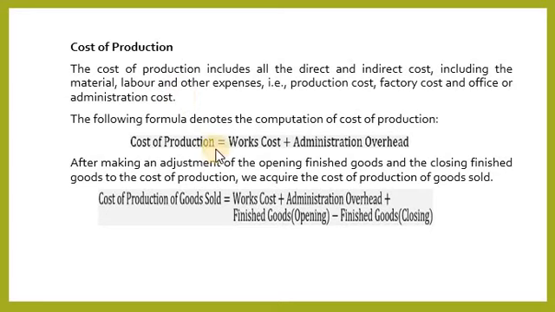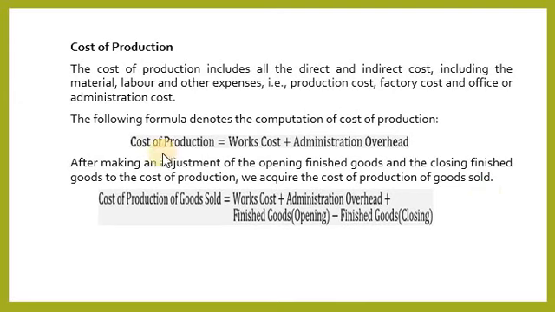Okay, let's go. What is the formula? The cost of production equals works cost plus administrative overheads. Then you are getting the cost of production. After making an adjustment of opening finished goods and closing finished goods to the cost of production, we acquire the cost of production of goods sold.